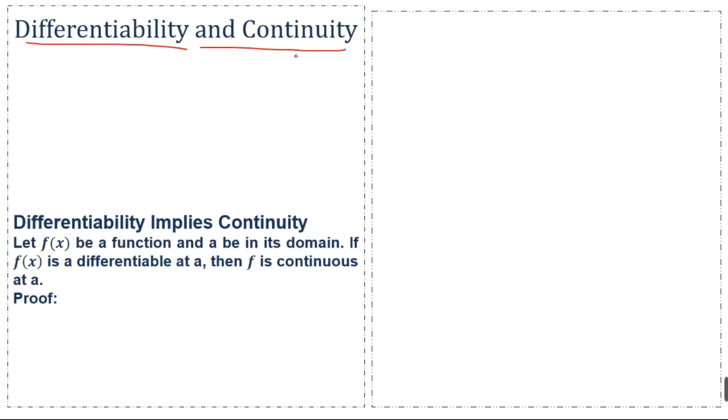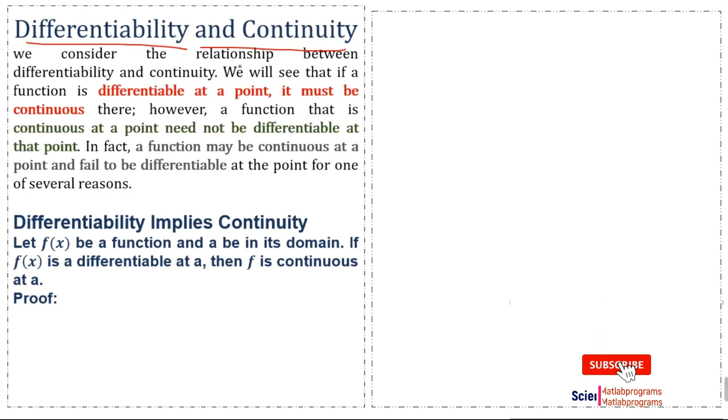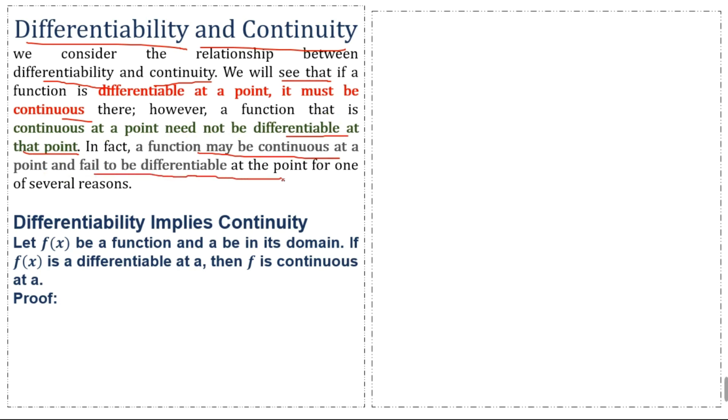Differentiability and continuity. We consider the relationship between differentiability and continuity. We will see that if a function is differentiable at a point, it must be continuous. However, a function that is continuous at a point need not be differentiable at that point. In fact, a function may be continuous at a point and fail to be differentiable at the point for one of several reasons. Differentiability implies continuity.